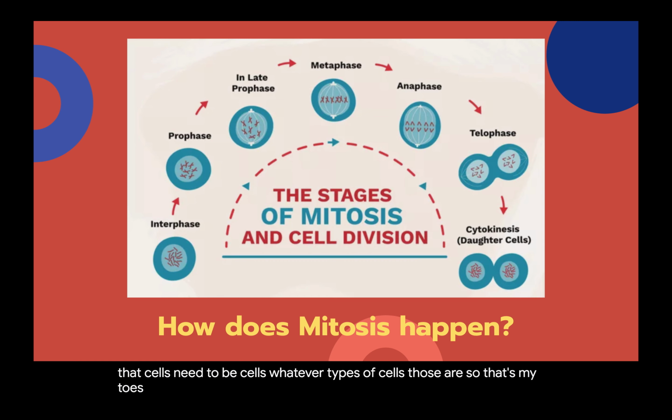So that's mitosis in a nutshell. Copy the DNA, go from linear shaped things to X-shaped things, line all the X's up in the middle, and split them apart.